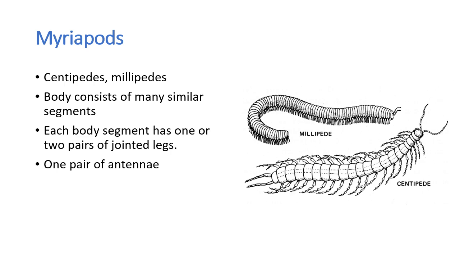So basically we can use the number of legs to categorize arthropods into four groups. Insects have three pairs of legs. Arachnids have four pairs of legs. Crustaceans have more than four pairs of legs, and myriapods have many pairs of legs.